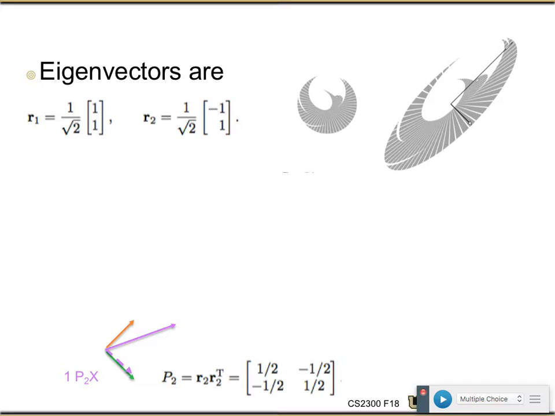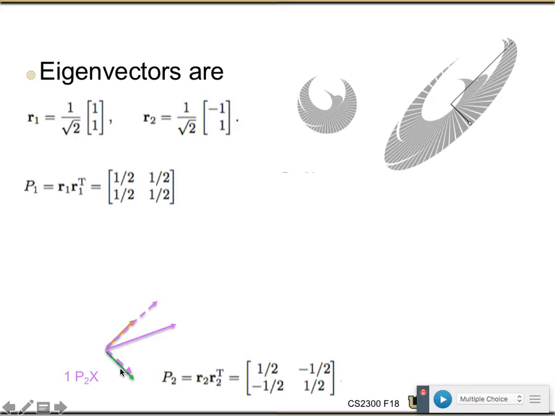When you take the outer product, where I do R2 times R2 transpose, I get a 2 by 1 times a 1 by 2, and I get a 2 by 2 matrix. Okay? So that gives me an orthogonal projection matrix. And if I multiply that by any particular vector, in this case x, I get this sort of dotted version over here. I can do the same thing for the second axis.